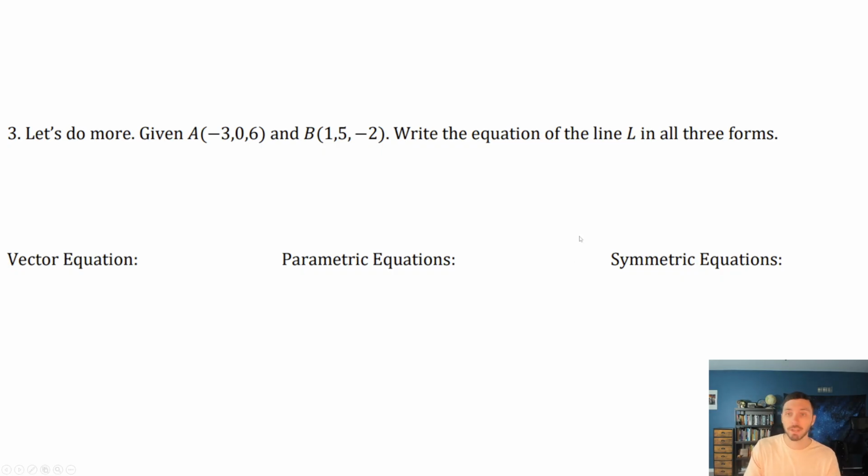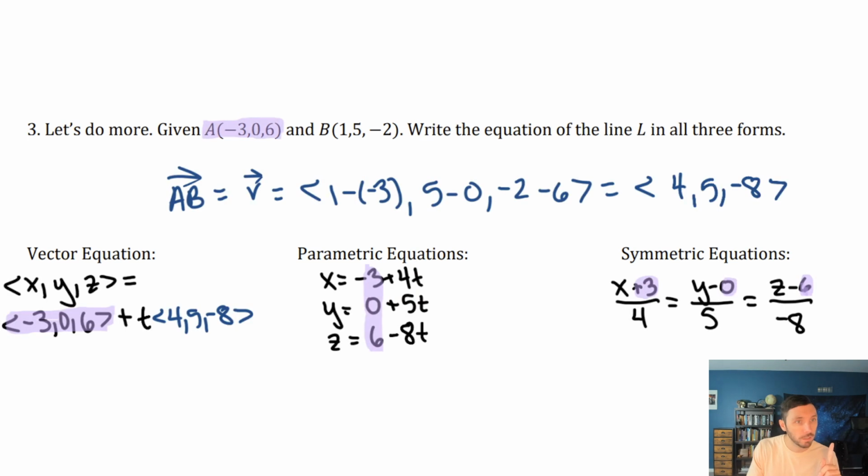All right, let's do another one, and let's practice writing it in all 3 ways. Direction vector is not that bad. It's just a difference. Use A as our initial point, and then practice writing it as the vector equation, parametric equations, and symmetric. 3, 2, 1. All right, coming up with that direction vector, not crazy. It's 4, 5, -8 by subtraction.